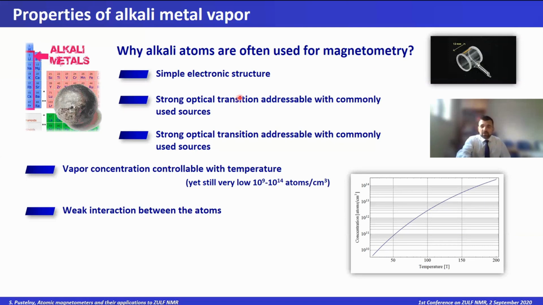So for example, in the plot on the right, you'll see that when you increase the temperature of rubidium vapor, you can change the concentration of our system, the concentration of our atoms, by a few orders of magnitude. For example, going from 50 to 200, we can change the concentration from maybe 10 to the 10th to 10 to the 14th atoms. So we have control of the concentration.